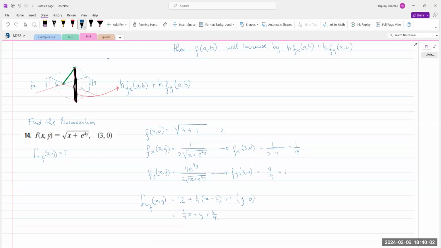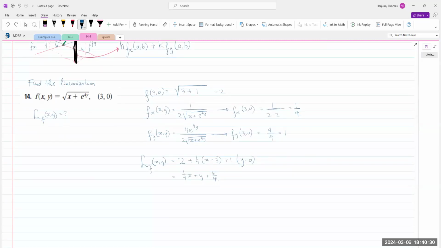So as long as the x, y is not too far from (3,0), then we expect the value will not be too far from 2. In fact, it will be approximated by this tangent plane here. Okay, now finally, we can also write our tangent plane earlier. So we go to total differential now.